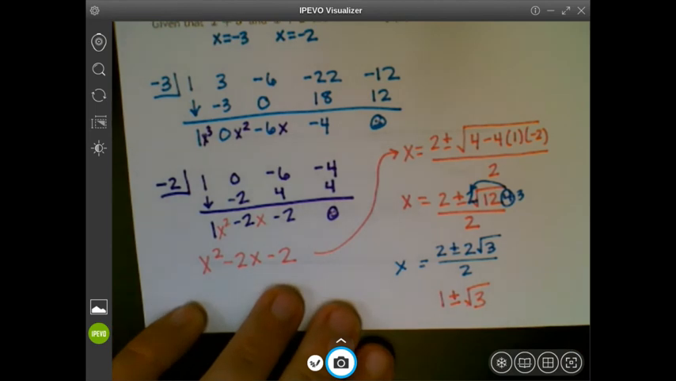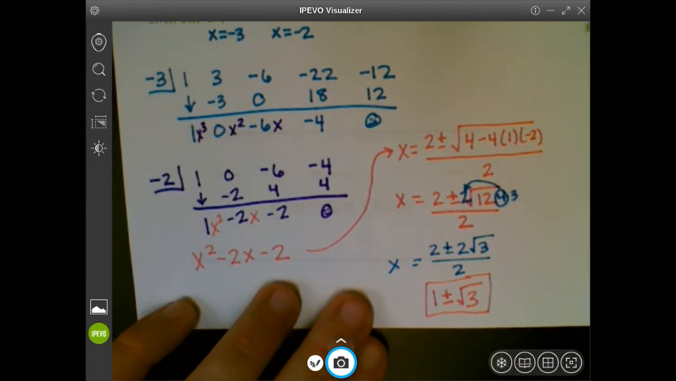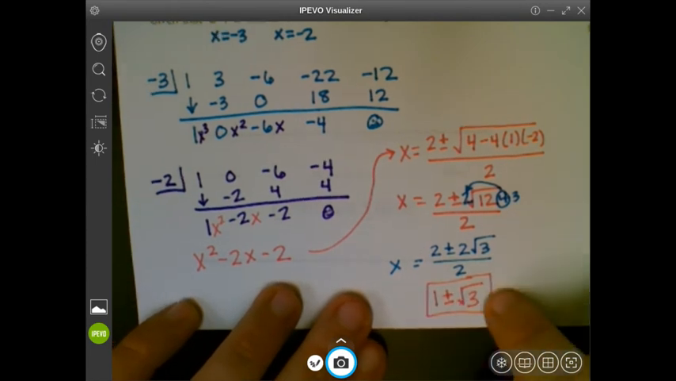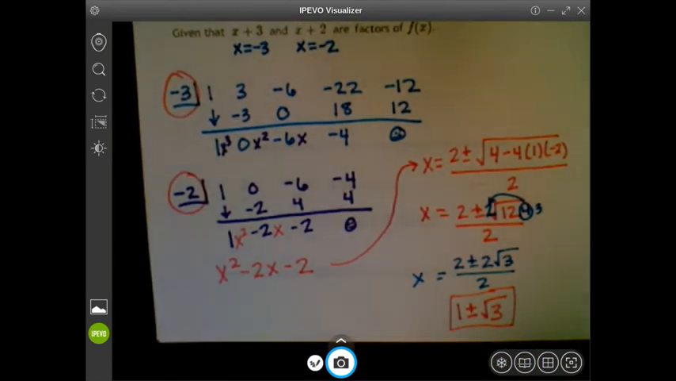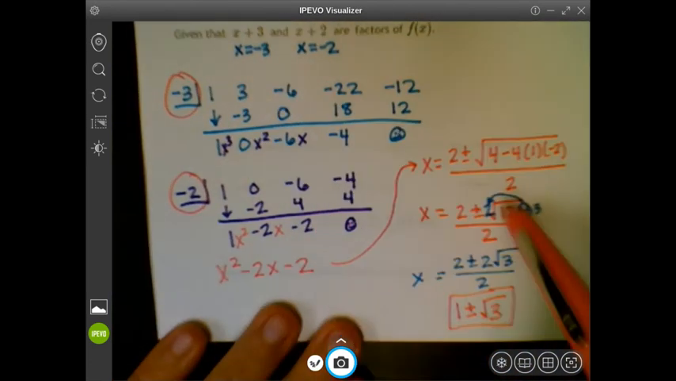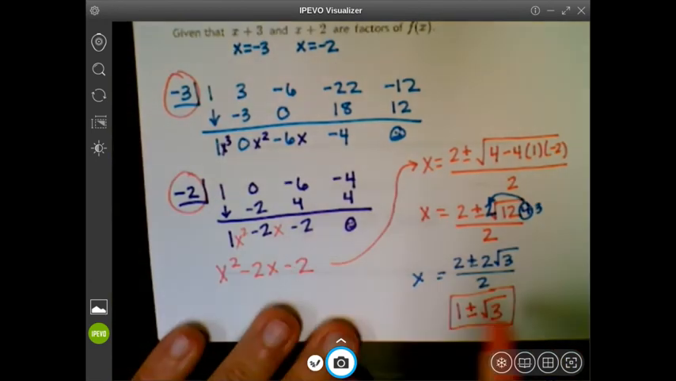So here's your zeros. You have this here. There's 2 from that. 1 plus the square root of 3, 1 minus the square root of 3. You have 1 at negative 2 and 1 at negative 3. Make sure when you're putting in your solutions, if you get them at the end, make sure you include the ones along the way as well.